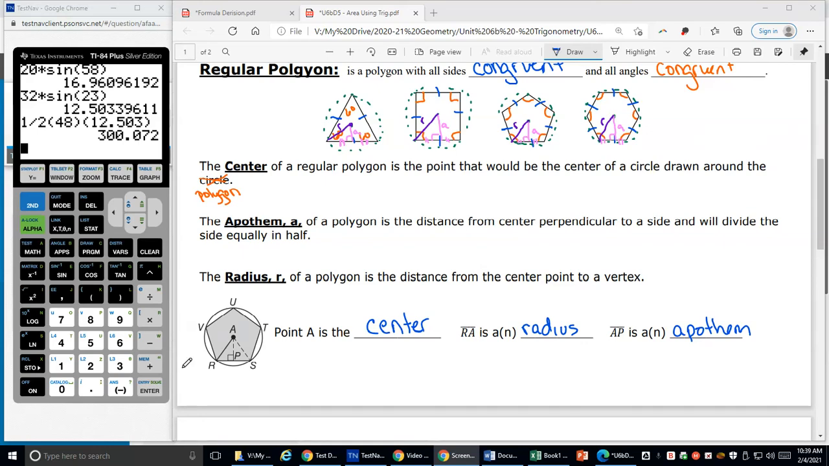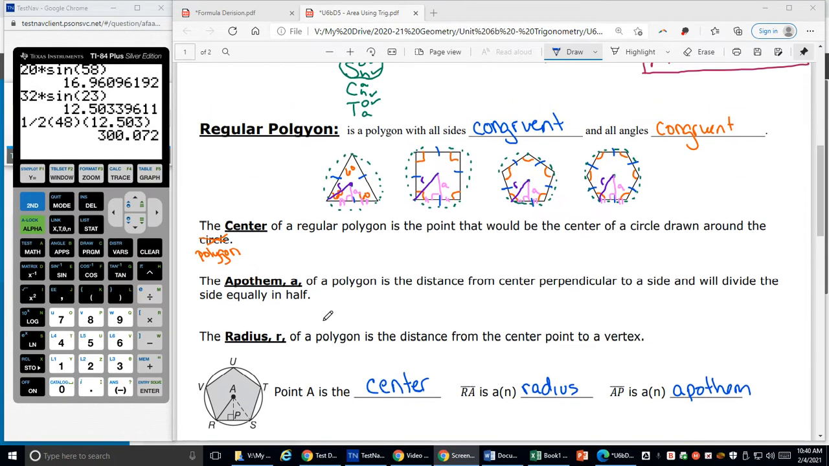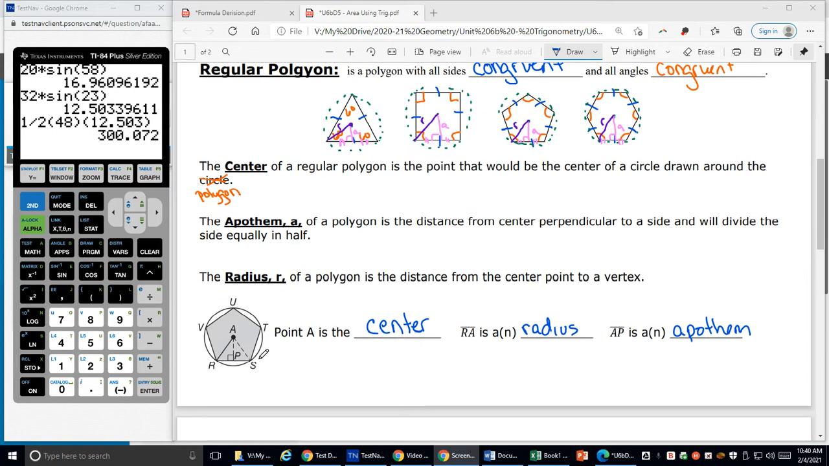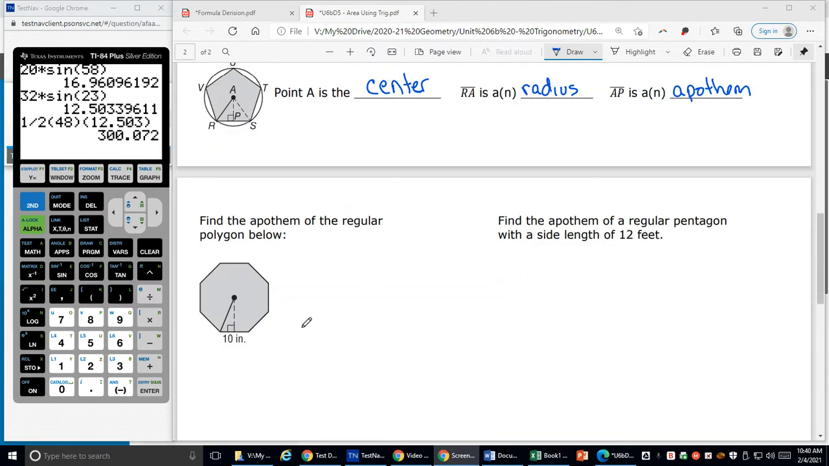Hi, welcome back. In the last video, we reviewed the new vocabulary, regular polygon, and we talked about it's a polygon with all my sides congruent, all my angles congruent. It has a center, an apothem, and a radius. The center is the center of the circle drawn around the regular polygon. The apothem is the distance from the center straight to a side, a 90-degree angle, and the radius is from the center to the corner.